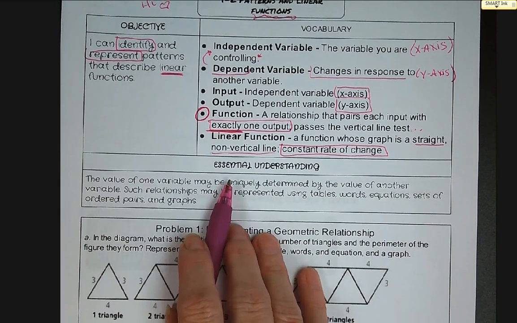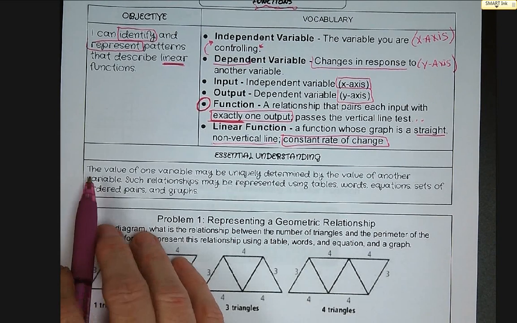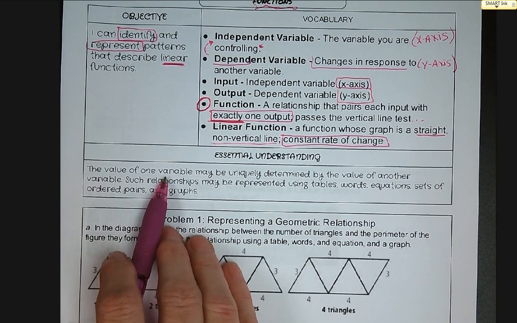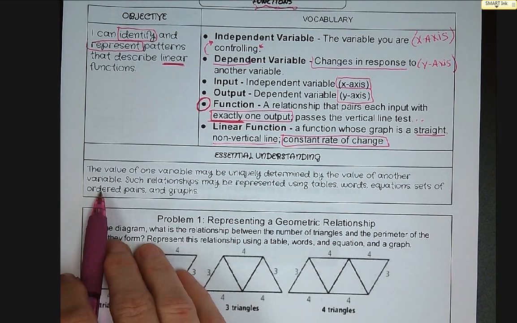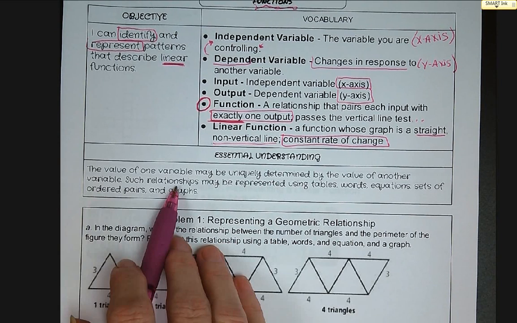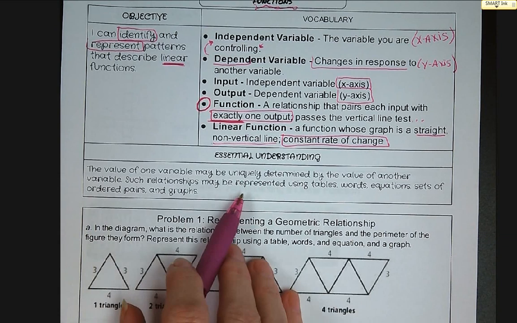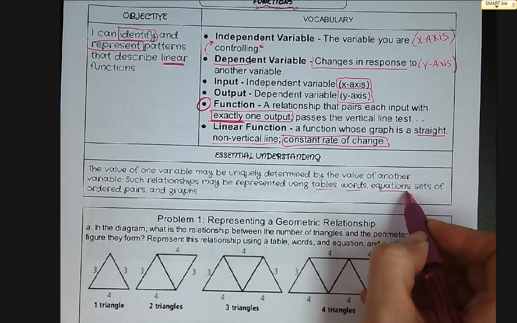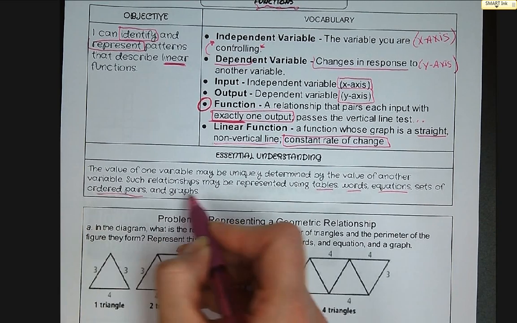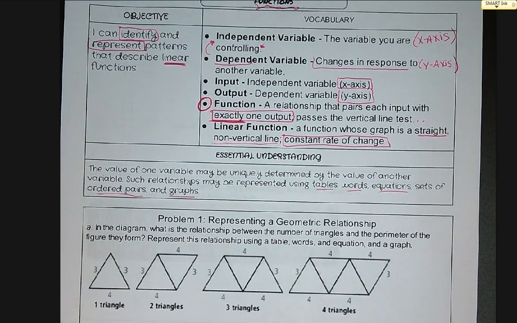Your essential understanding: the value of one variable may be uniquely determined by the value of another variable. Such relationships may be represented using tables, words, equations, ordered pairs, and graphs. Okay, lots of fun stuff there.